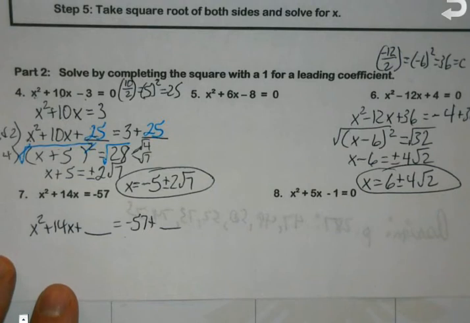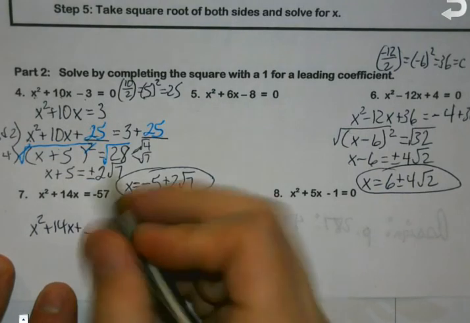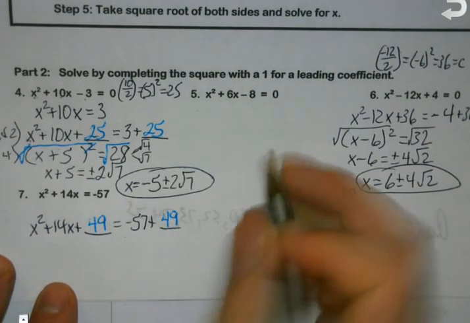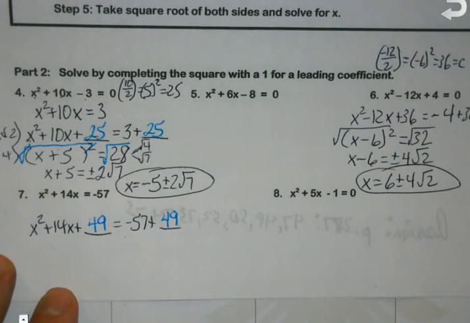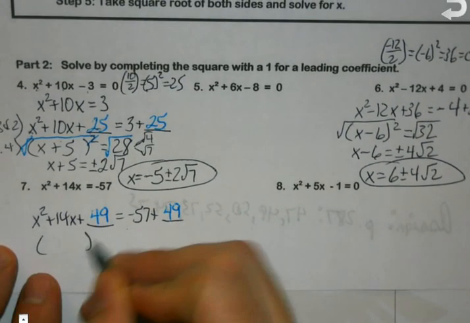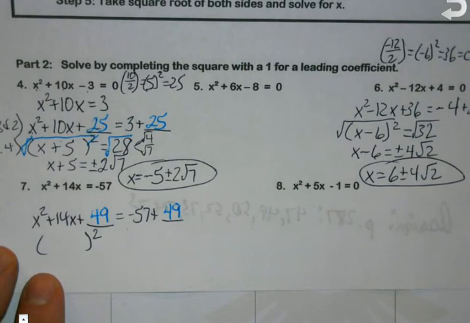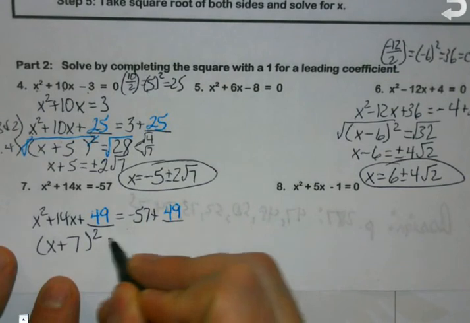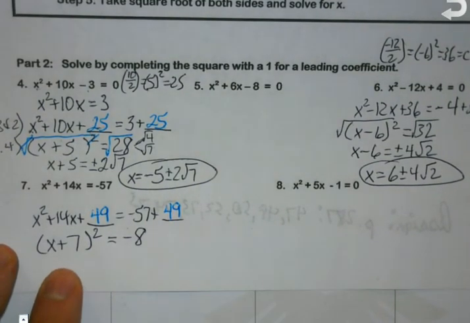So, take your b, divide it by 2, and square it, 49. Because 14 divided by 2 is 7. 7 squared is 49. Okay, so we got that. What is my square of a binomial going to look like? X plus 7 squared equals negative 8.